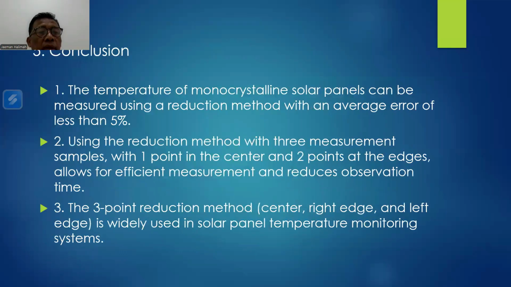And conclusion. One, the temperature of a monocrystalline solar panel can be measured using a reduction method with an average error of less than 5%. Two, using the reduction method with 3 measurement samples, with 1 point at the center and 2 points at the edge, allows for efficient measurement and reduced observation time. And three, the 3-point reduction method, center, right edge, and left edge, is widely used in solar panel temperature monitoring systems. Thank you.